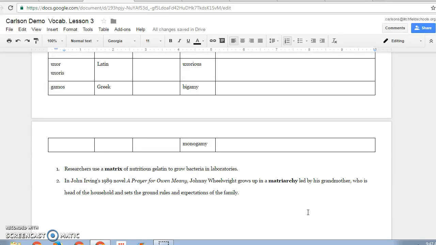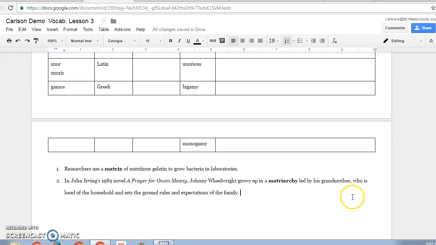Now at the bottom of our assignment, we can just add our sentences using these words. And I've created two for you as samples. The first one uses the word matrix. Researchers use a matrix of nutritious gelatin to grow bacteria in laboratories. Okay, that shows the reader that I know what the word matrix means, and I know what part of speech it is. My second sample: in John Irving's 1989 novel, A Prayer for Owen Meany, Johnny Wheelwright grows up in a matriarchy led by his grandmother, who is head of the household and sets the ground rules and expectations of the family.